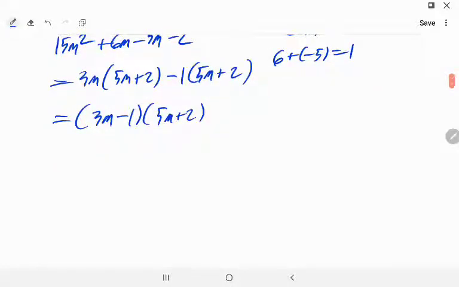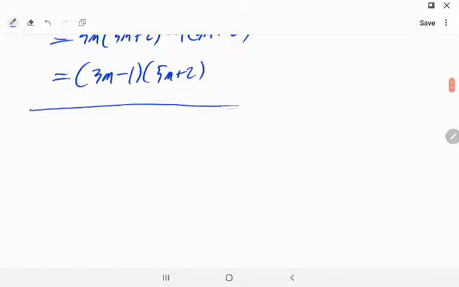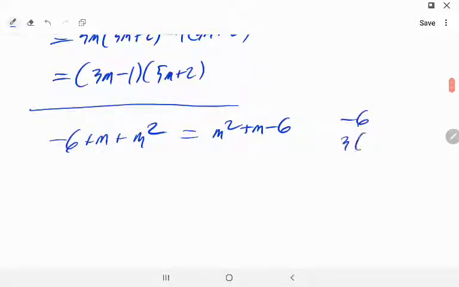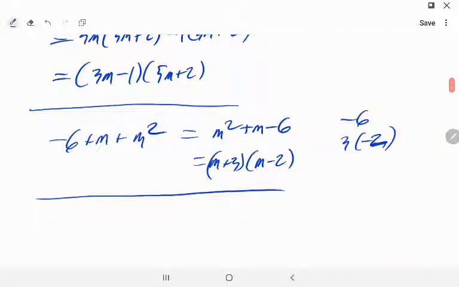Let's look at negative 6 plus m squared. You notice this is in the wrong order. We can't do anything with this. We first have to put it in the order m squared plus m minus 6, and then we could use the AC method, but we can also just say negative 6 is 3 times negative 2, and so we get the quantity m plus 3 times the quantity m minus 2. And so we really do want to be careful about having things in the correct order.